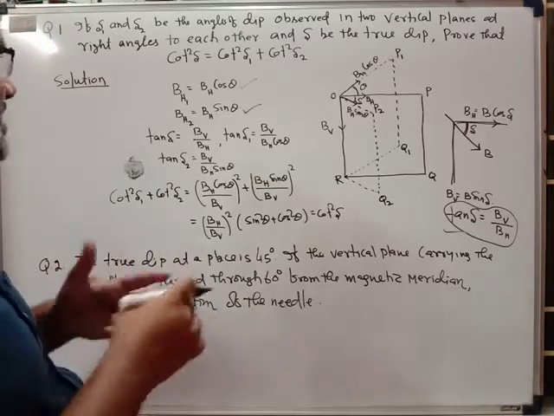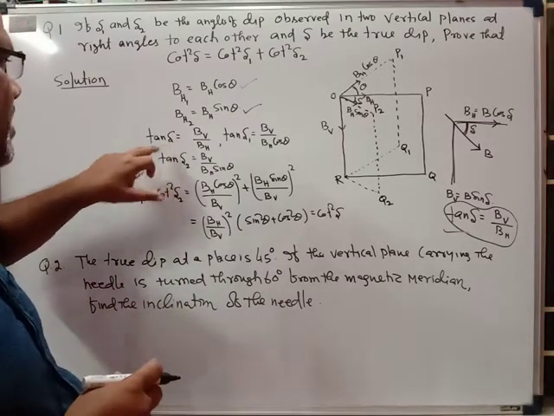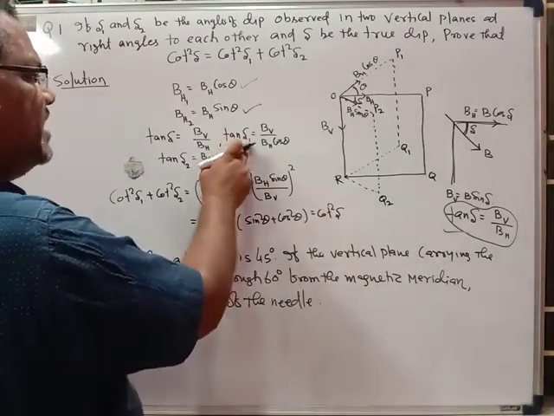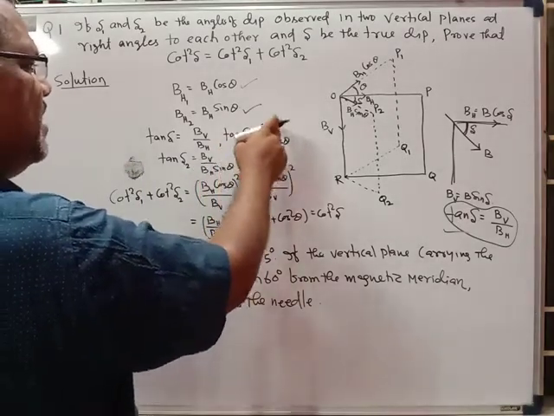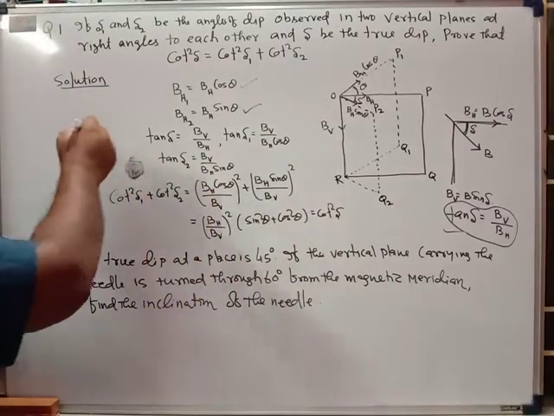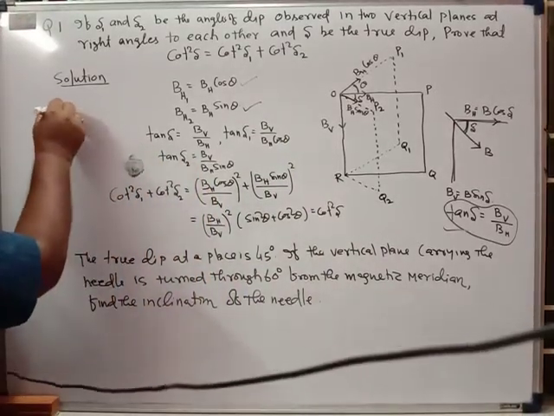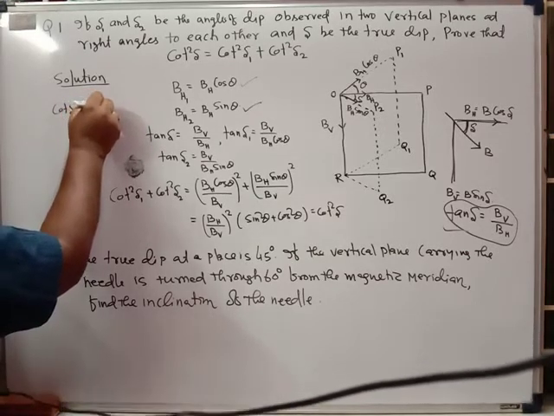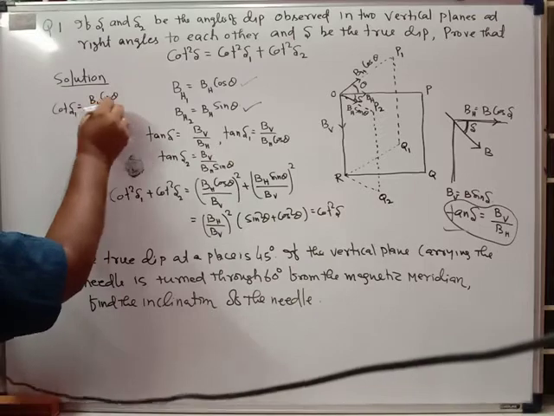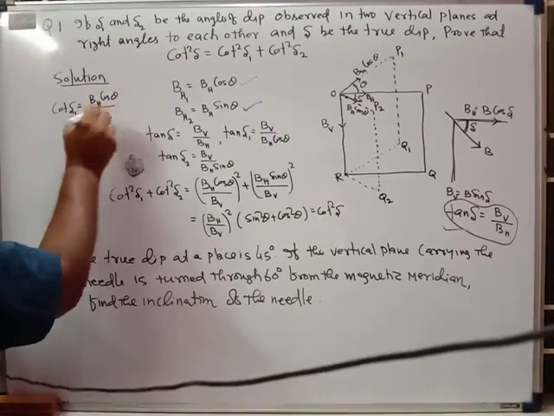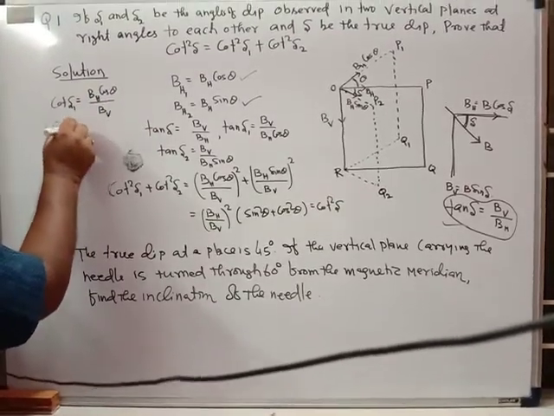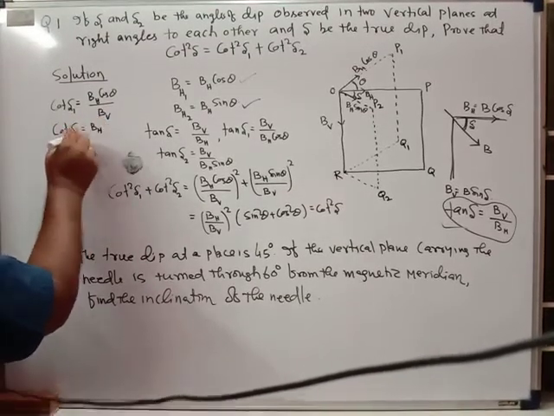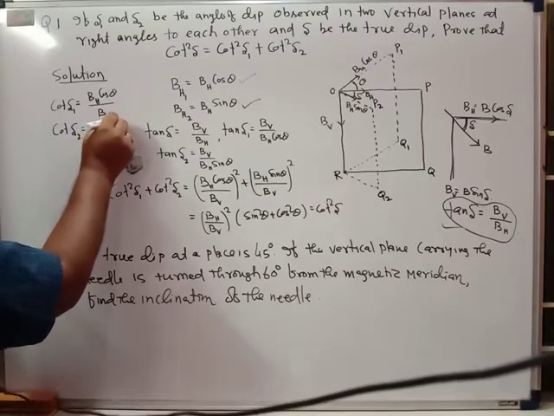So if you just reverse it, what will be the tan delta? Cot delta. So cot delta will be BH by BV, and cot delta 1 will be BH cos theta upon BV. If you talk about the cot delta 1, it will be equal to BH cos theta upon BV. Similarly, cot delta 2 will be equal to BH sin theta upon BV.